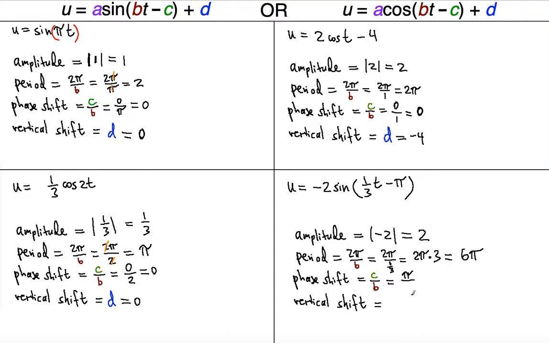Now, pi is being divided by the B. The B is going to be 1/3. So that's the same thing as pi being multiplied by 3. So the result is 3 pi. So that tells you that you're going to move this function 3 pi units to the right. That's what positive stands for. Now the vertical shift, once again, we seem to have no value of the d here. There's nothing following the close of the parentheses, so we're assuming that the d is equal to 0. So there's no vertical up or down shift whatsoever.